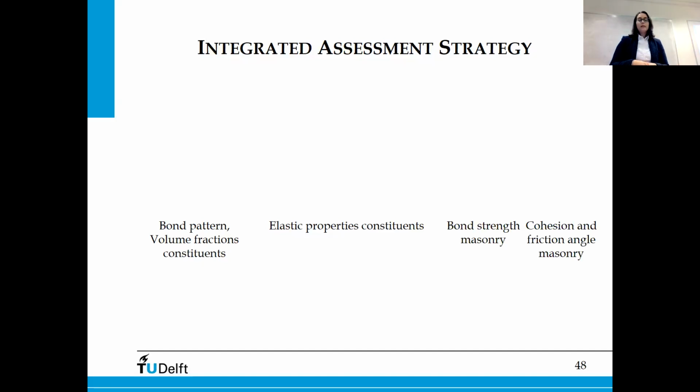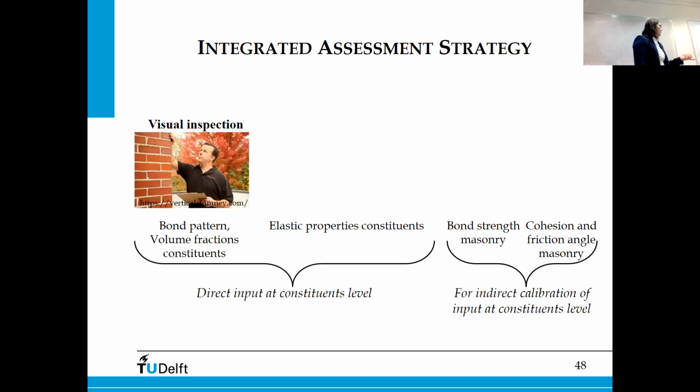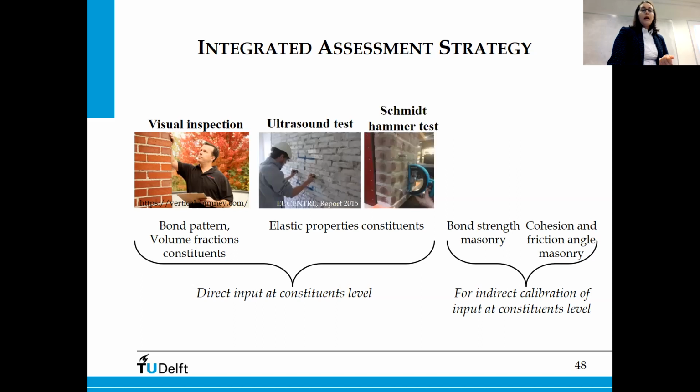to calibrate the properties associated with the friction. So in turn, this will be either providing direct input to the model or indirect calibration of some parameters. But the good thing is that the bond pattern and the volume fraction we can obtain with visual inspection. We simply see the masonry there. This is a great advantage with respect to other materials to which micromechanics has been applied, because you don't need to go to the microscope.